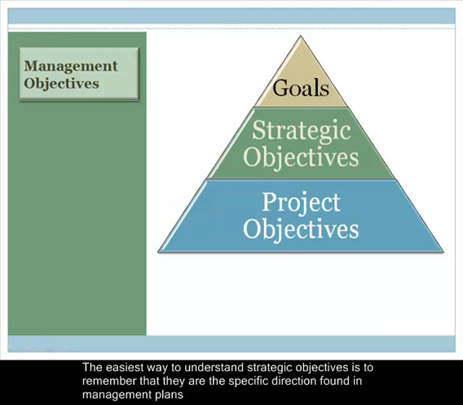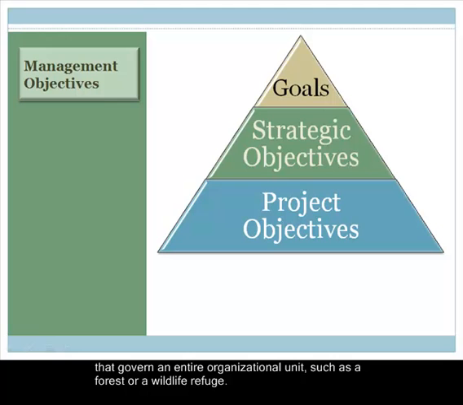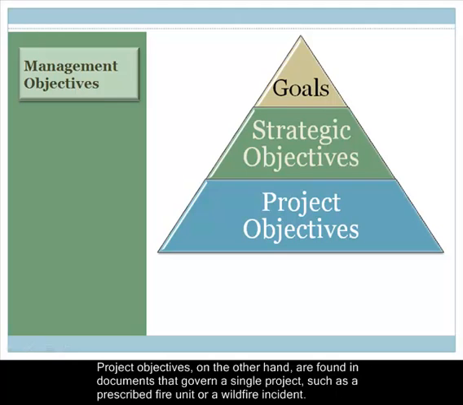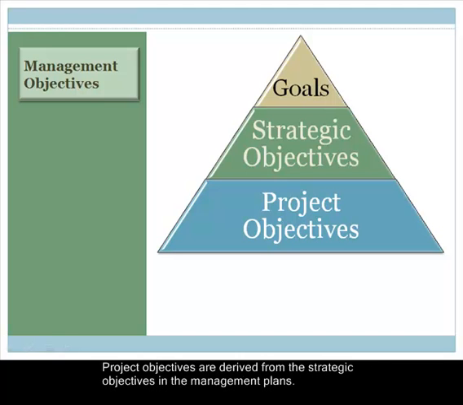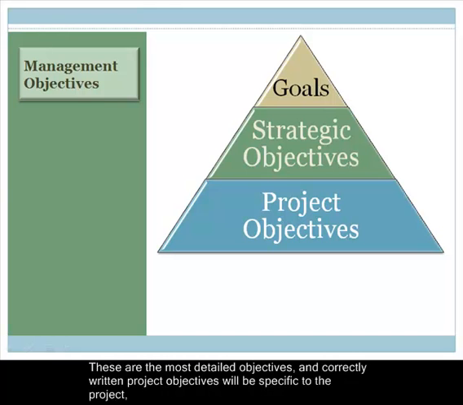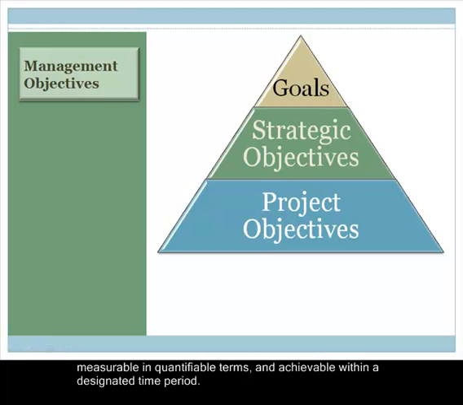The easiest way to understand strategic objectives is to remember that they are the specific direction found in management plans that govern an entire organizational unit, such as a forest or a wildlife refuge. Project objectives, on the other hand, are found in documents that govern a single project, such as a prescribed fire unit or a wildfire incident. Project objectives are derived from the strategic objectives in the management plans. These are the most detailed objectives, and correctly written project objectives will be specific to the project, measurable in quantifiable terms, and achievable within a designated time period.